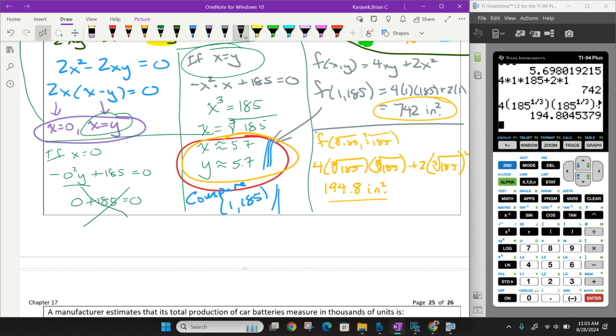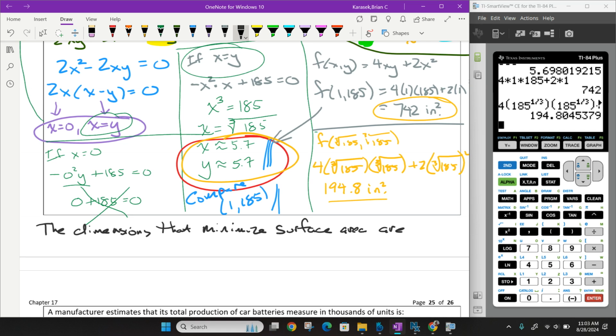If I wrap this all up and make it look pretty, the dimensions that minimize surface area are approximately 5.7 inches by 5.7 inches by 5.7 inches. Effectively, we've made this box into a cube where all three dimensions are the same.